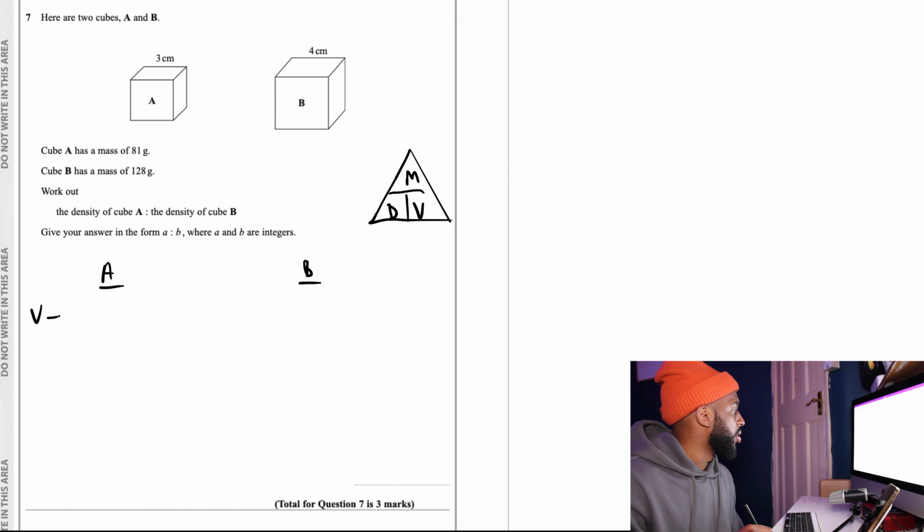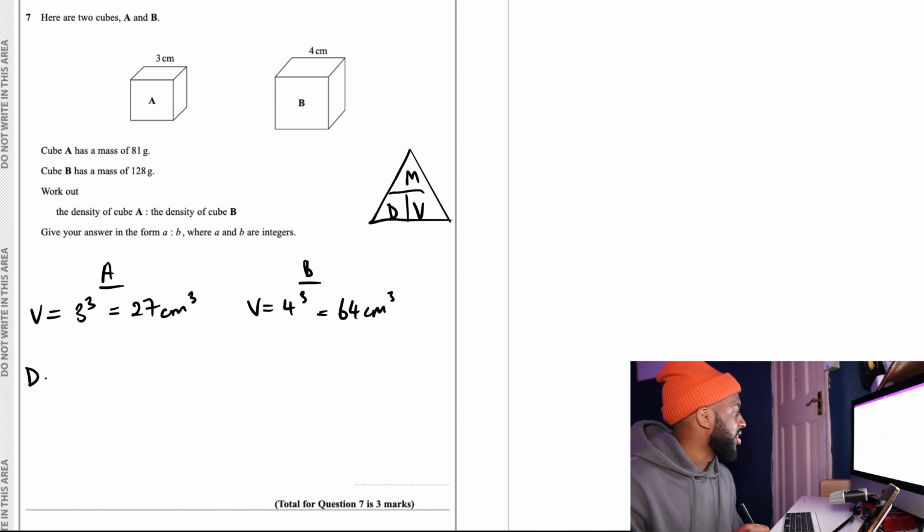Let's work out the volume. So the volume of cube A is going to be 3 cubed, which equals 27. Volume of B is going to be 4 cubed, and that equals 64. Let me just put the units in.